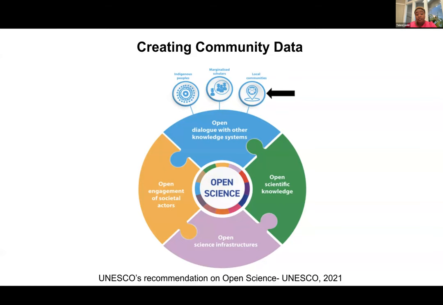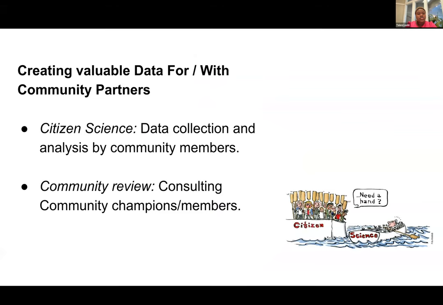One of the ways to create such data is through a subdivision of open science that I know some of us are very familiar with, and that's called citizen science. This basically involves the collection and analysis of data relating to our natural world by members of the community or the general public, which is usually part of a collaborative project with professional scientists or researchers.